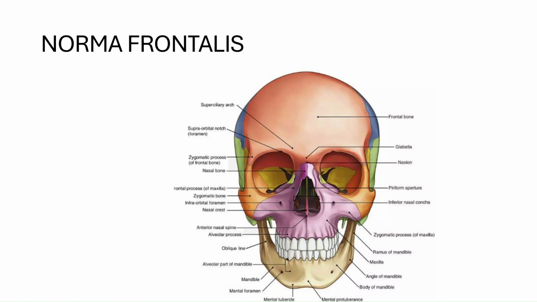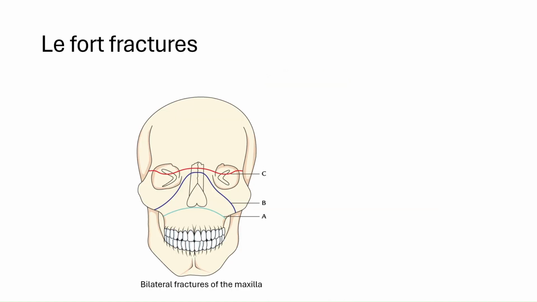Now from the norma basalis, clinically, the Le Fort fractures are important to know. A represents Le Fort 1, B is Le Fort 2, and C is Le Fort 3. So what is Le Fort 1? In this there is a horizontal fracture which runs along the floor of the nose and parallel to the palate, and below the zygomatic bone.